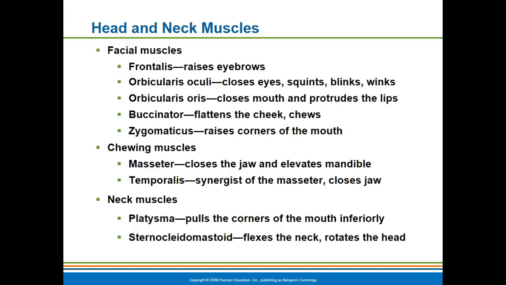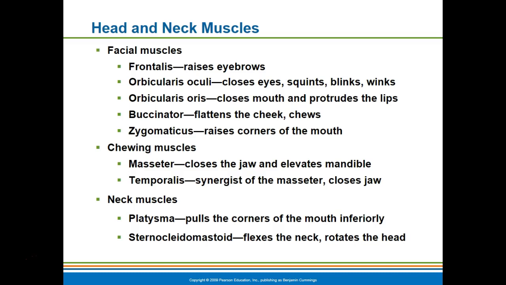These are going to do a lot of the movements that give us a lot of the features of our face that humans use to interpret emotion and things like that in each other. So the frontalis can be used to raise your eyebrows. The orbicularis oculi and the orbicularis oris.